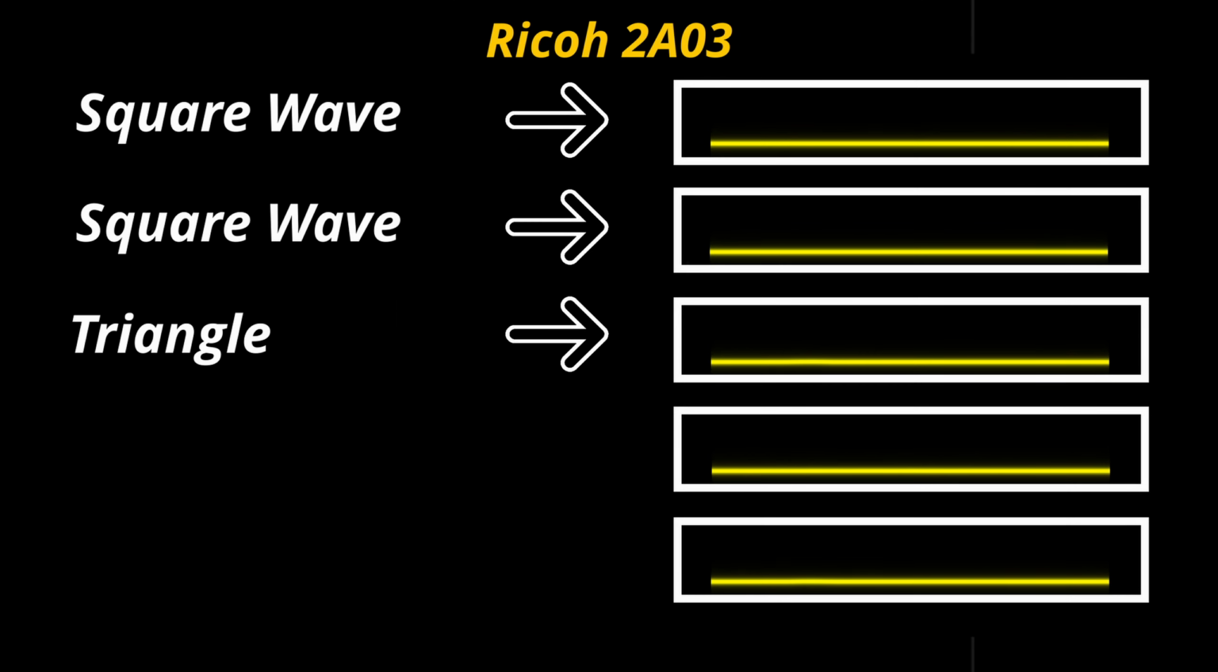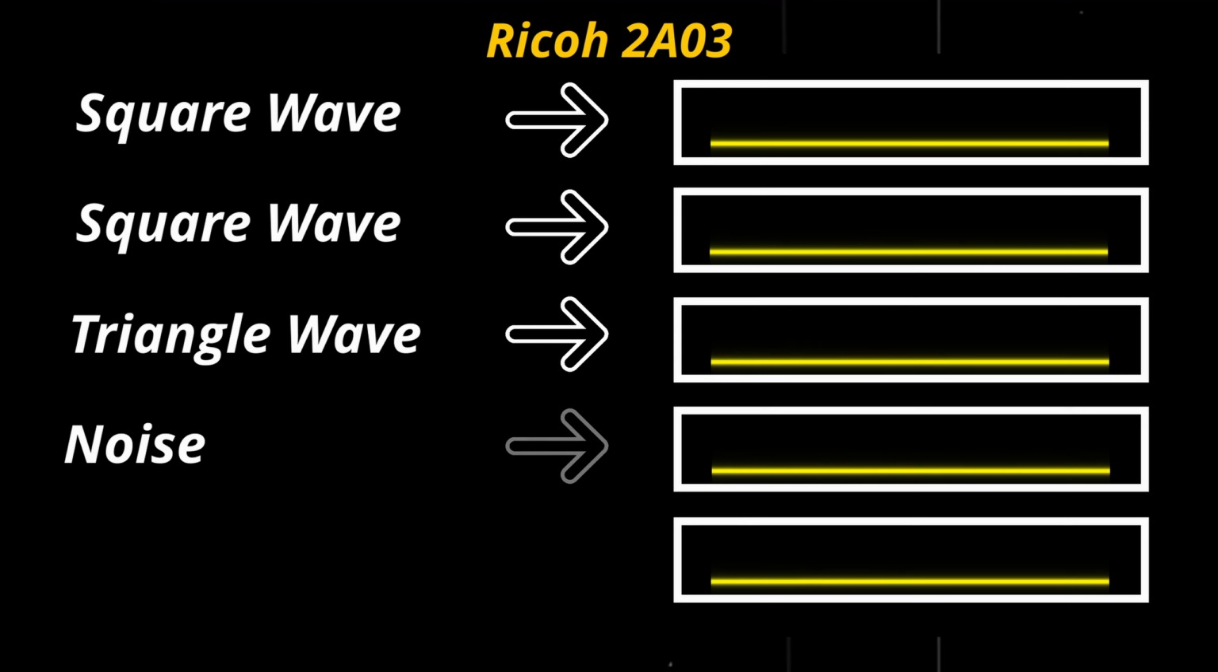Now, I won't get into duty cycles, but just know that they create a difference in timbre. Then we have a triangle wave, usually used for bass lines, and it sounds like this. Next, we have a noise channel, which sounds like this. We can use them like hi-hats by making them fast and choppy, as well as sound effects like this.